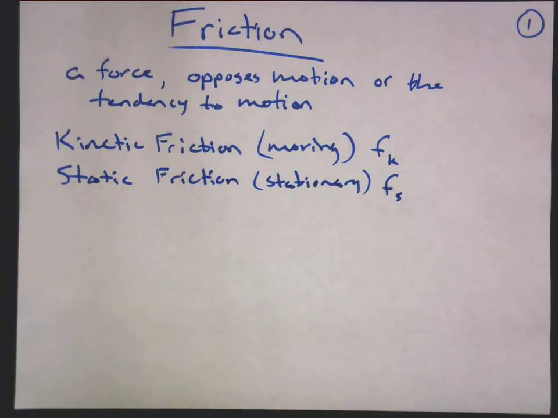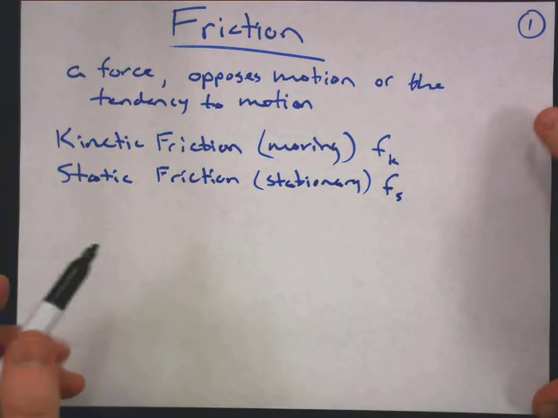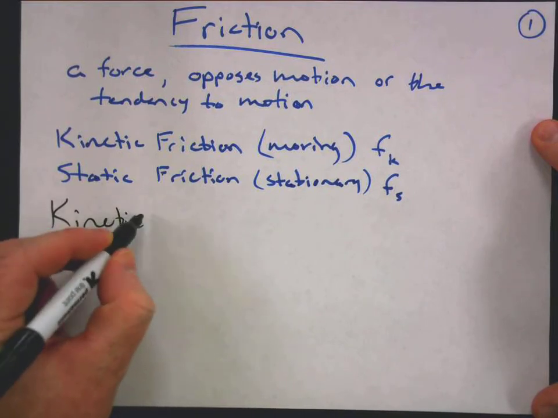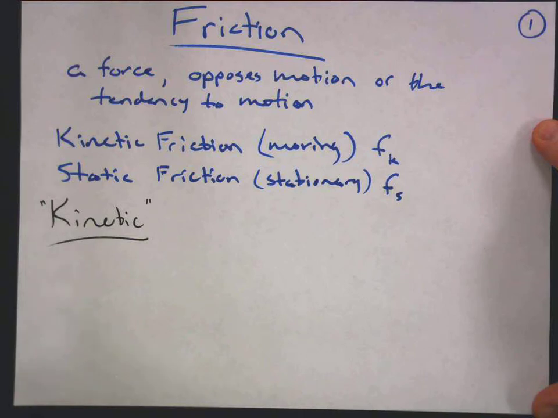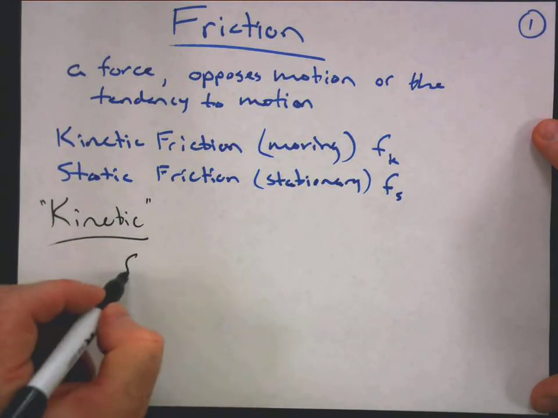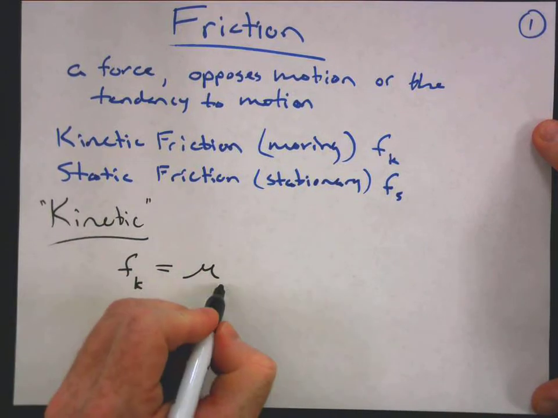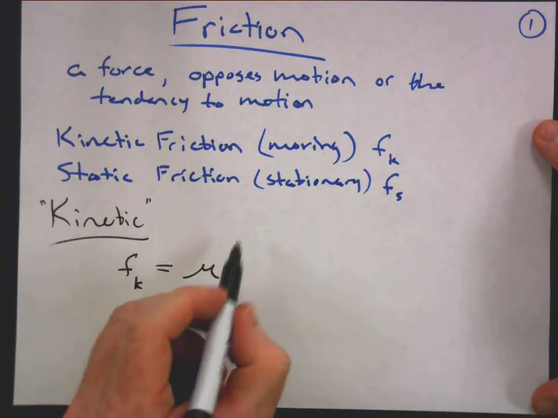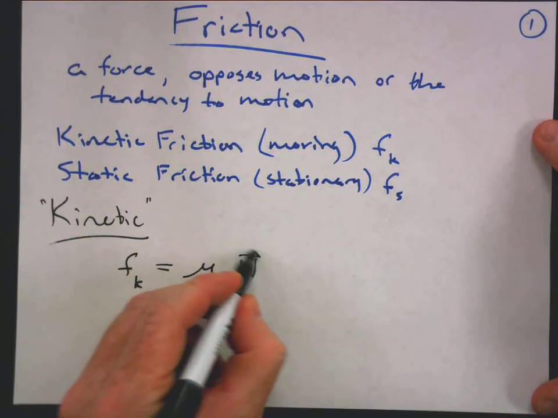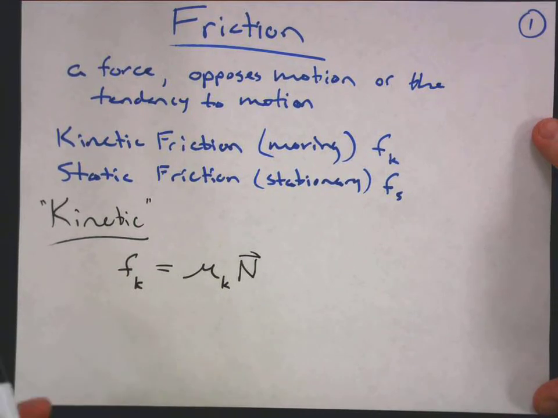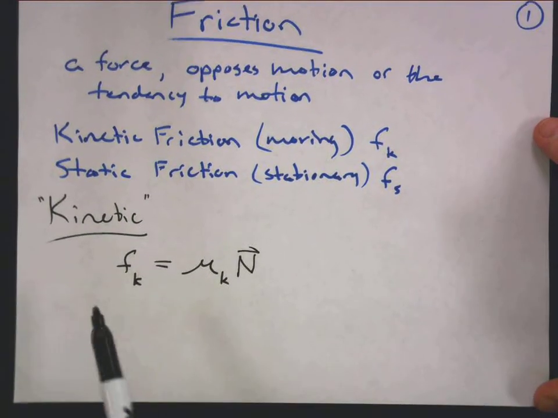All right, well, we're going to look at each of these kinds of friction separately and see what we can figure out. So kinetic, let's look at this first. For friction between two moving surfaces, there's a relationship. This kinetic friction is equal to this thing called the coefficient of kinetic friction multiplied by the normal force between the two surfaces. And that's it. It's a very simple equation.